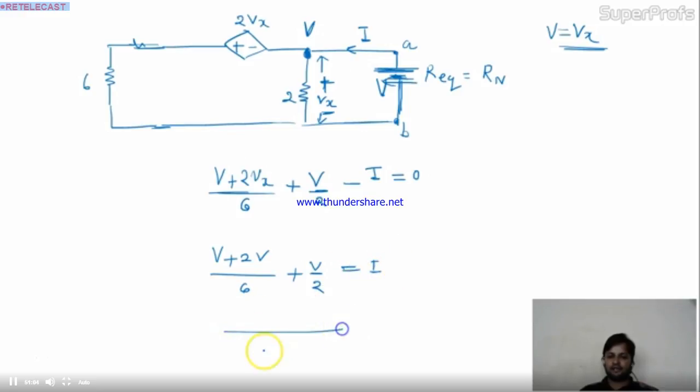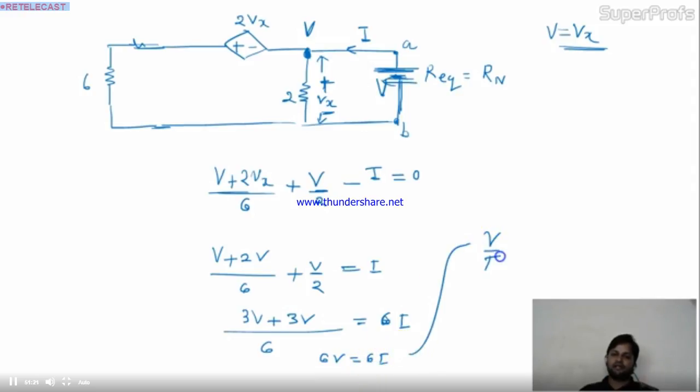Is it okay? Take LCM 6. Here 3V plus 3V equal to 6. Oh sorry, equal to I. So finally you are having 6V equal to 6I. So V by I is nothing but 1 ohm.